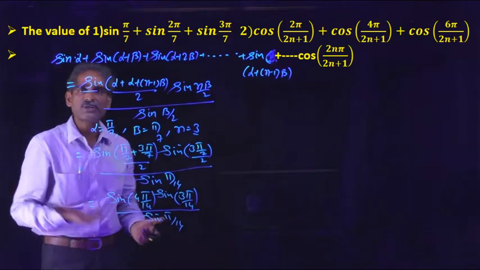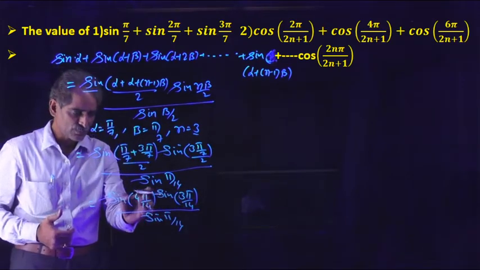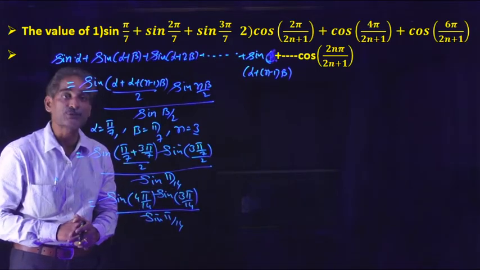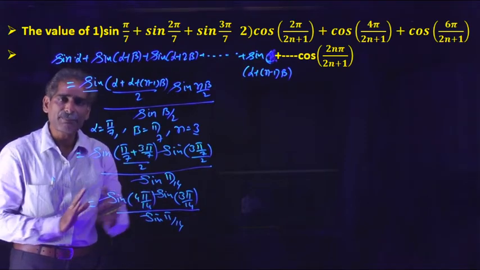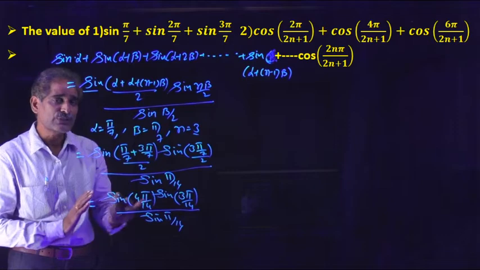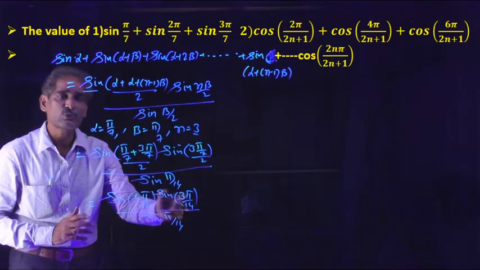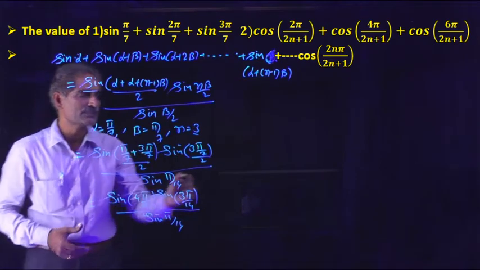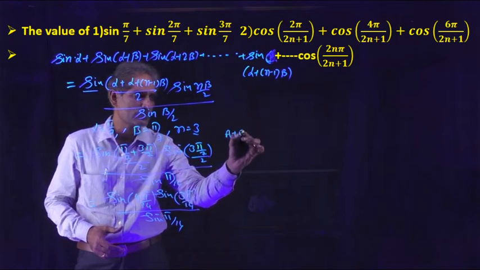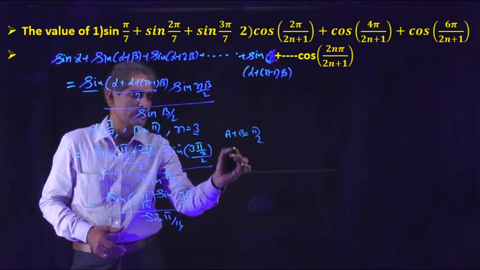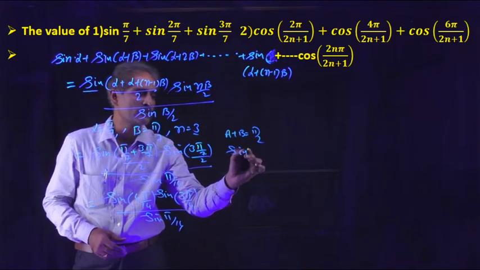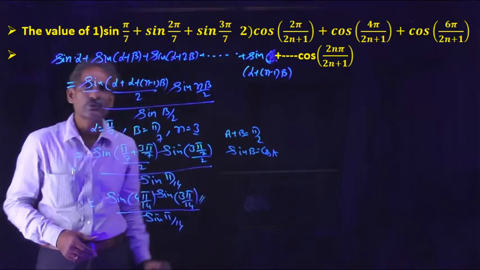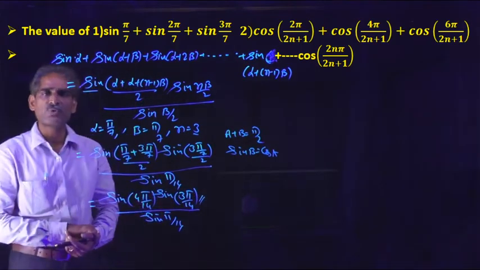Just simplify it. How can you simplify it? Just verify the angles. Here 4 pi by 14 plus 3 pi by 14, the sum of these two angles is 7 pi by 14, that is pi by 2. If A plus B is equal to 90 degrees, that means pi by 2, then B is equal to 90 minus A. So sin B is equal to cos A, otherwise sin A is equal to cos B. Similarly, here in place of this, we can write cos of 4 pi by 14.